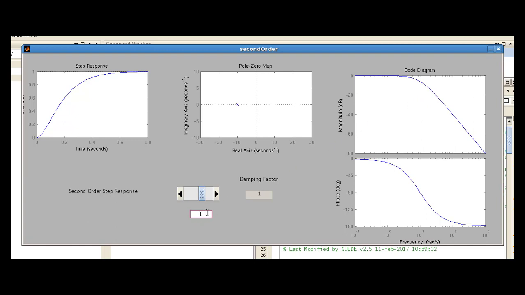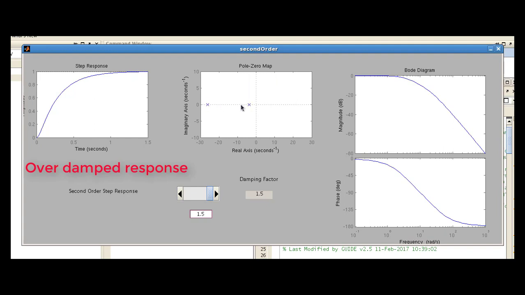Now let me vary the value of zeta to, for example, 1.5. Now the poles are real, but they are not equal to each other, and due to the pole lying closer to the origin, there is a slowly varying output for the step response. What I mean is that there is a kind of lethargy in the response to the step input. These poles are far away from each other. Initially, when I encounter the first pole, the magnitude plot degrades at a rate of minus 20 dB per decade, and the moment I encounter the second pole, the degradation falls at a rate of minus 40 dB per decade. And again there is a phase change which varies from 0 to minus 180 degrees.